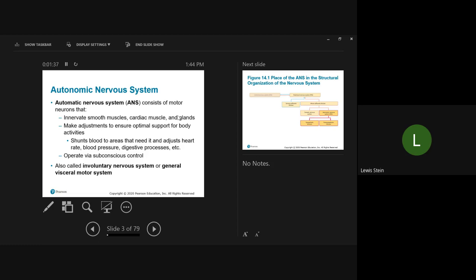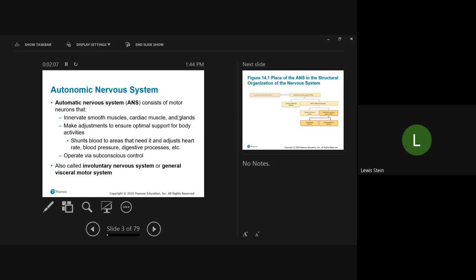Optimal support. What it does is basically redirect blood to where we need it, and adjust our heart rate to when we need it. So it's all tied in. I think that's very significant, and it operates subconsciously. There's a lot of names for it. Since it's influencing organs, they call it the general visceral, which means organs. And it's a motor system. Even though it relies on sensory input, technically speaking, it's a motor system.